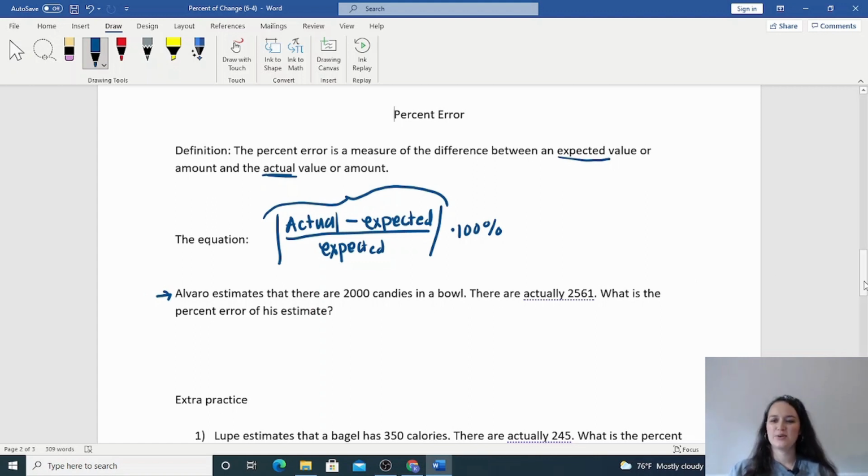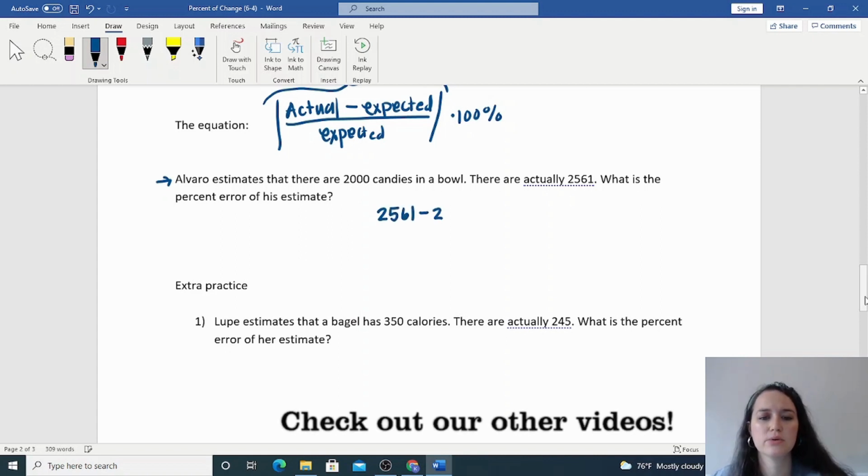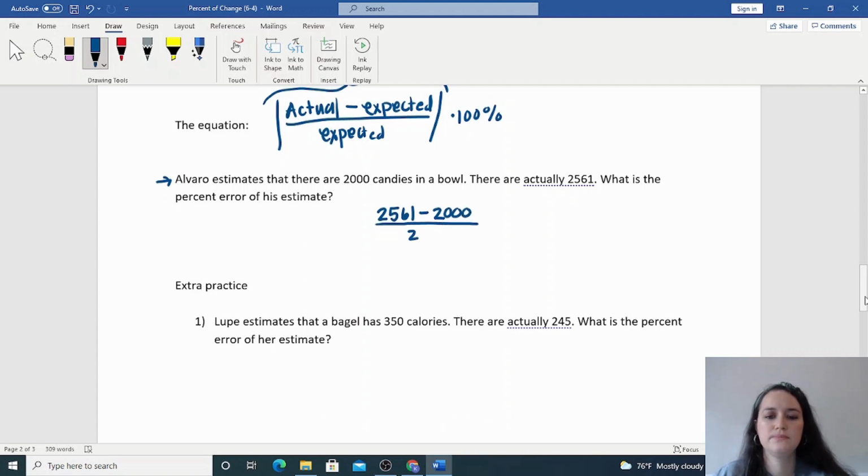All right, so let's look here at Alvaro's question. There are actually 2,561 candies in this bowl. He guessed there were 2,000. That was his expected. And that's over 2,000. Okay, I'm going to put that in my absolute value bars. Okay, times 100. If you have a calculator that can do absolute value, it might just say ABS, A-B-S.